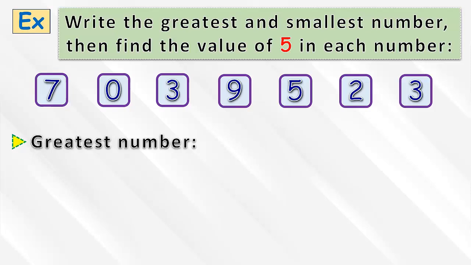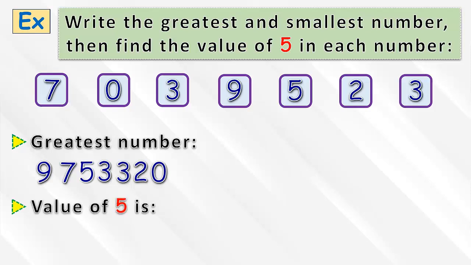Therefore, we will start with the largest number, which is 9. Then we will write the number 7 to the right. Then we will write the number 5. And after that, we will write the number 3. And after that, we will write the other 3 like this. After that, we write the number 2. And the last number we will write is the 0. Therefore, the greatest number composed of these numbers will be 9,753,320.